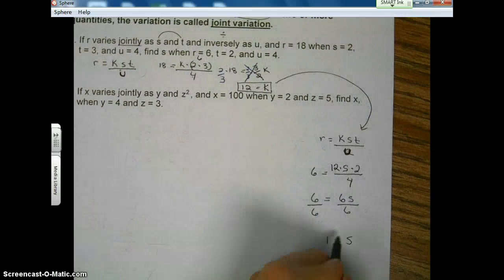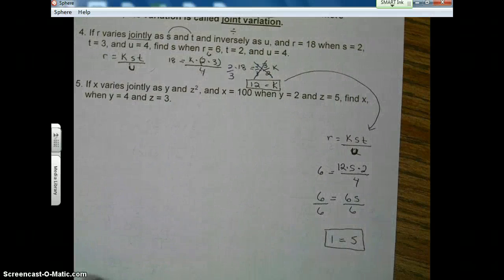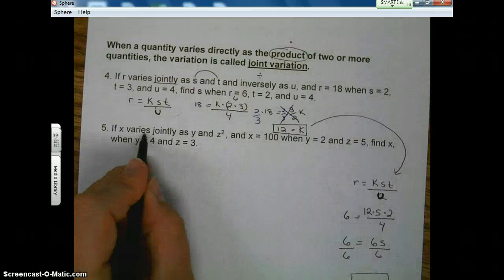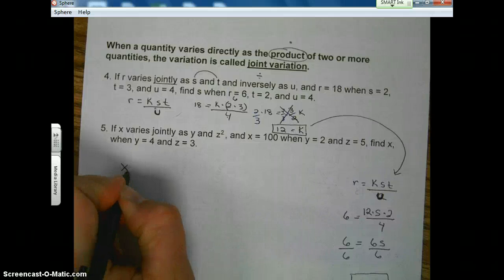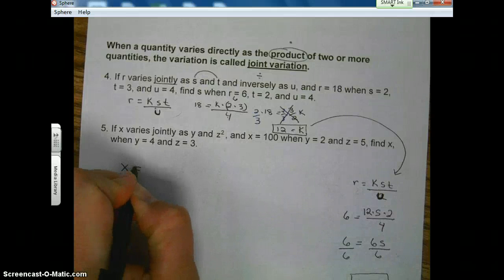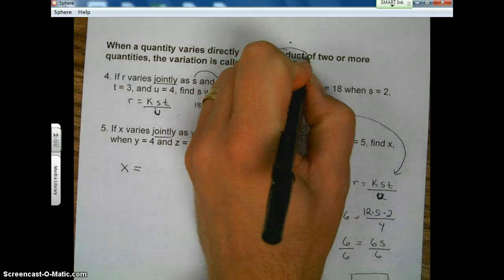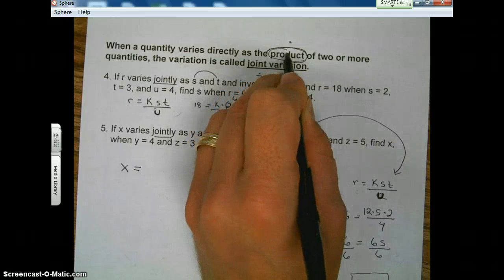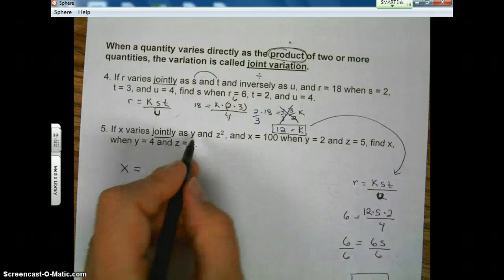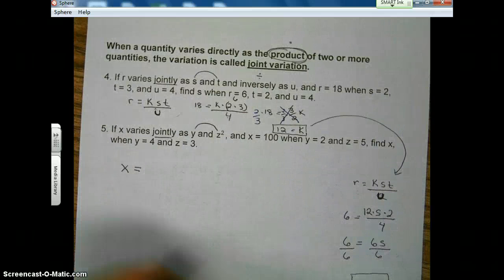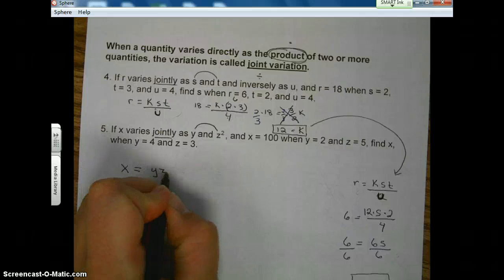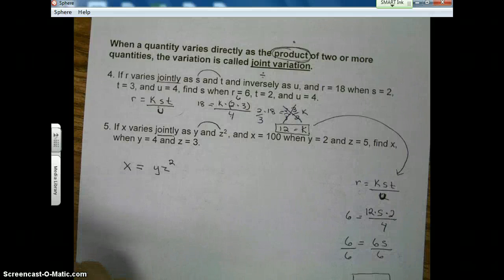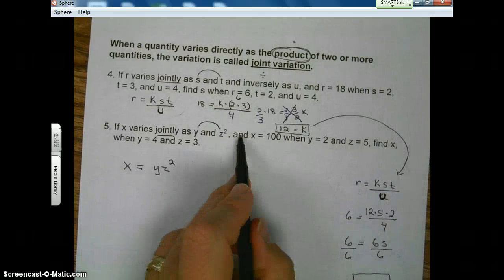All right. So there is your answer. Okay? Number 5, if X varies jointly, start off with X equals, jointly, remember, means a product. A joint variation is a product of two or more quantities. So these are our two quantities. Product, multiplying y times z squared. It's a product. Multiply. Okay? That's it. And x equals 100.